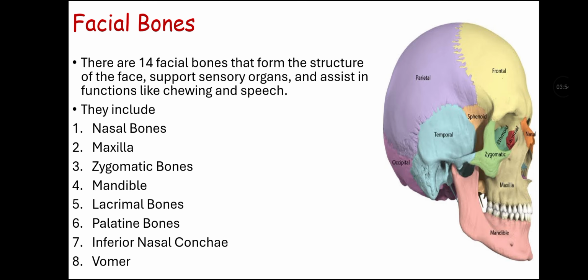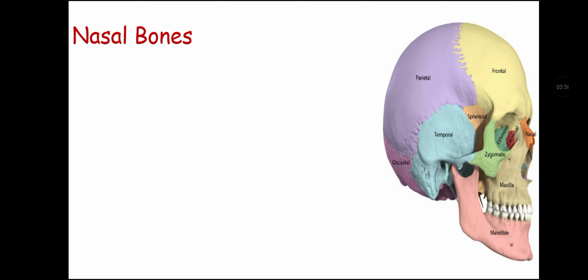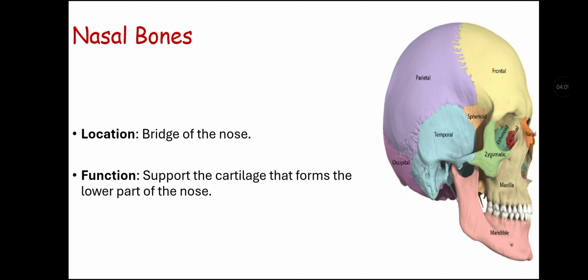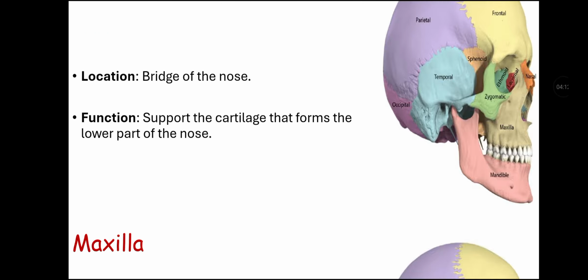Now let's talk about these bones one by one. First we have the nasal bone. As you can see here in the diagram, the orange color bone just below the frontal bone is the nasal bone. It is a paired bone, that means there will be 2 nasal bones in every skull. It forms the bridge of the nose. It supports the cartilage that forms the lower part of the nose.